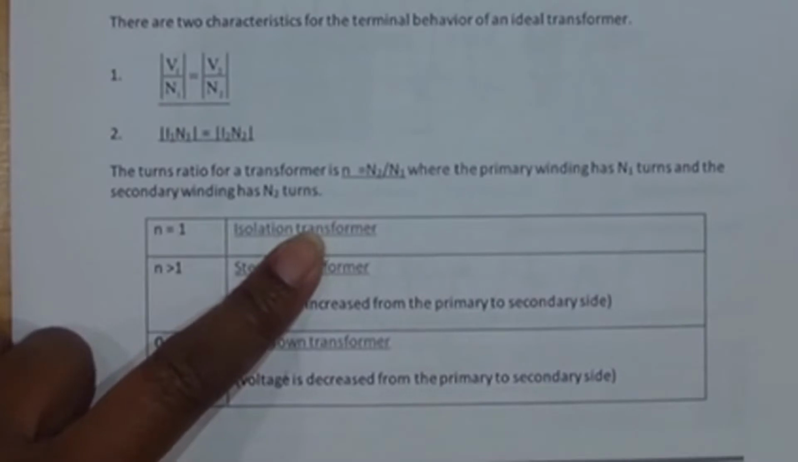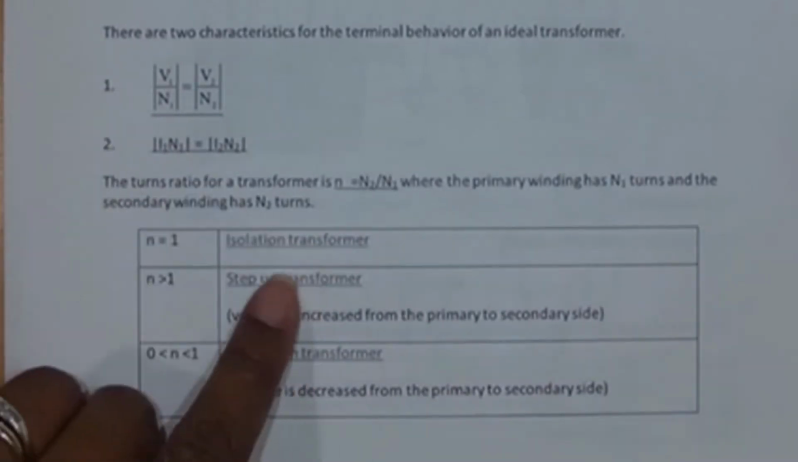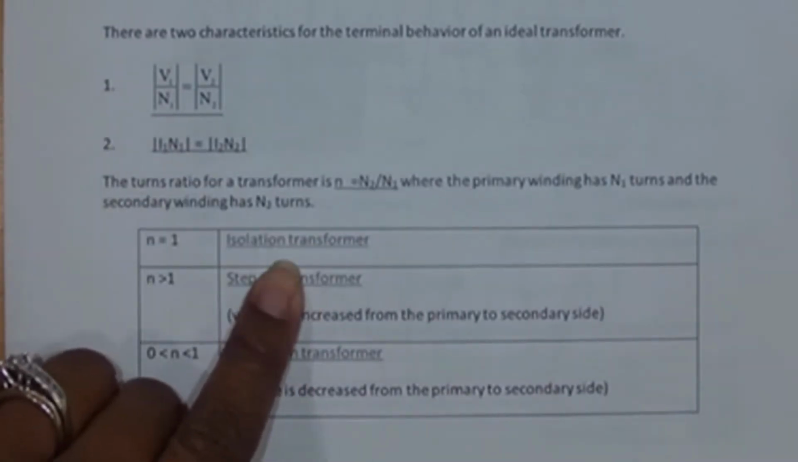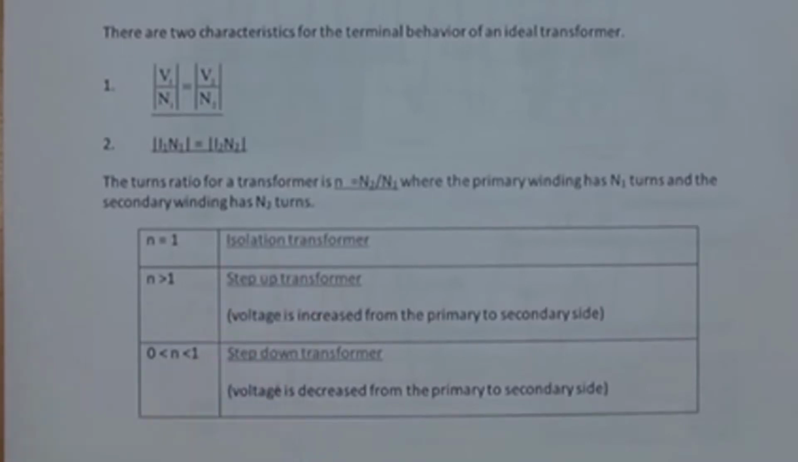An isolation transformer means it does not step up or step down the voltage. It just has a big impedance between the input and output voltage. That would be n equals 1. n greater than 1 is a step-up transformer. That means I put in a small voltage, I get out a bigger voltage. n between 0 and 1 is a step-down transformer, which means the secondary side has a lower voltage than the primary side.